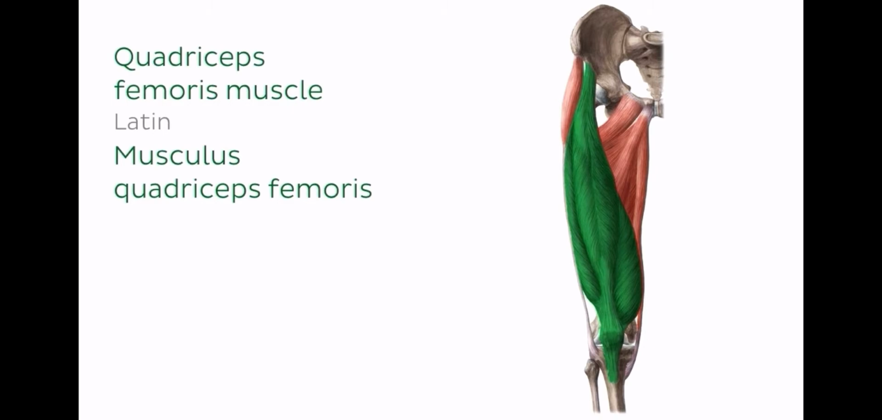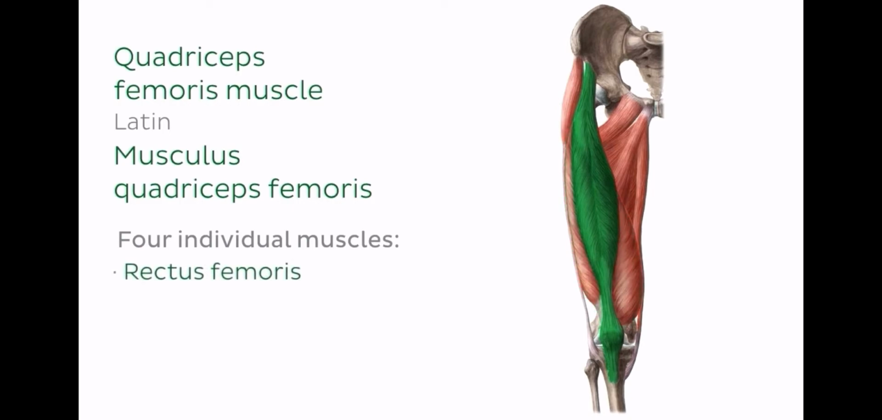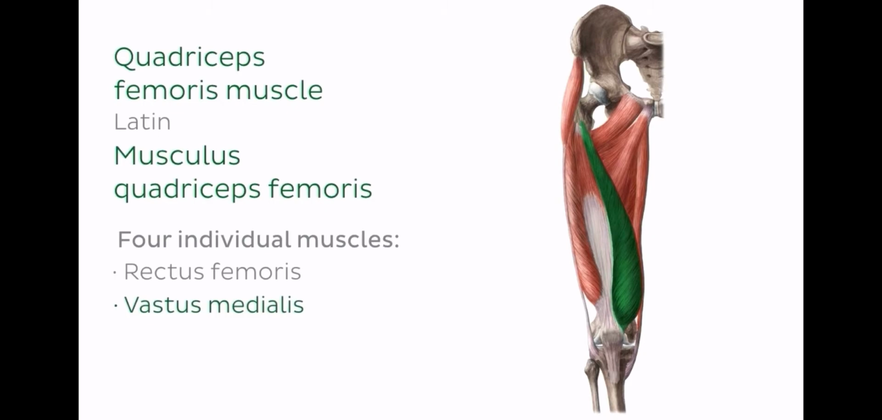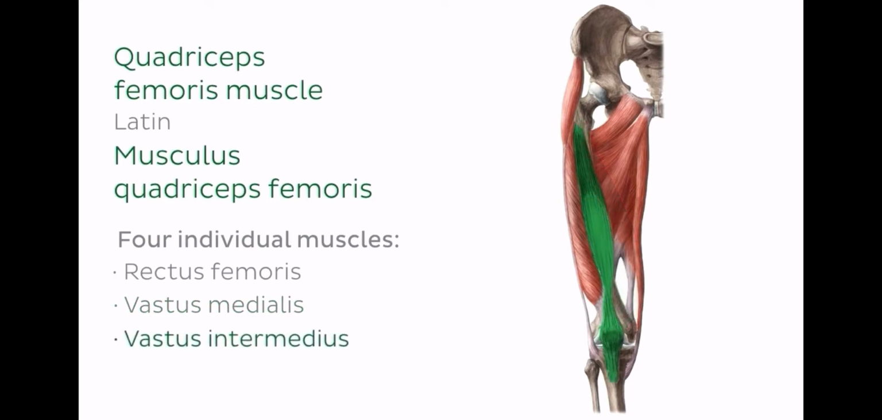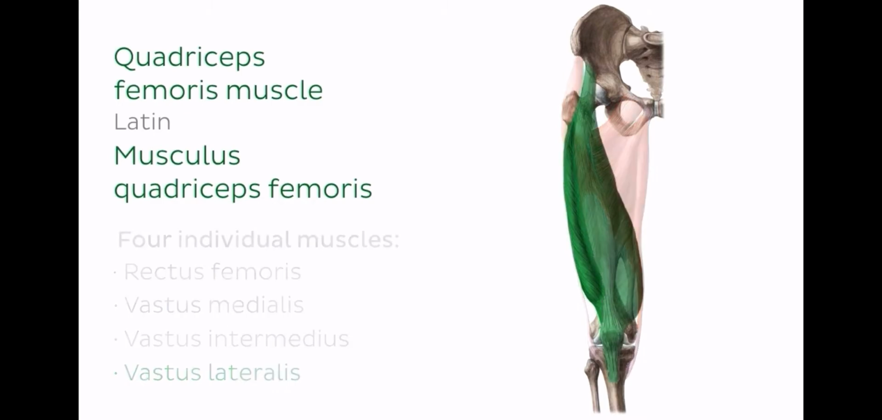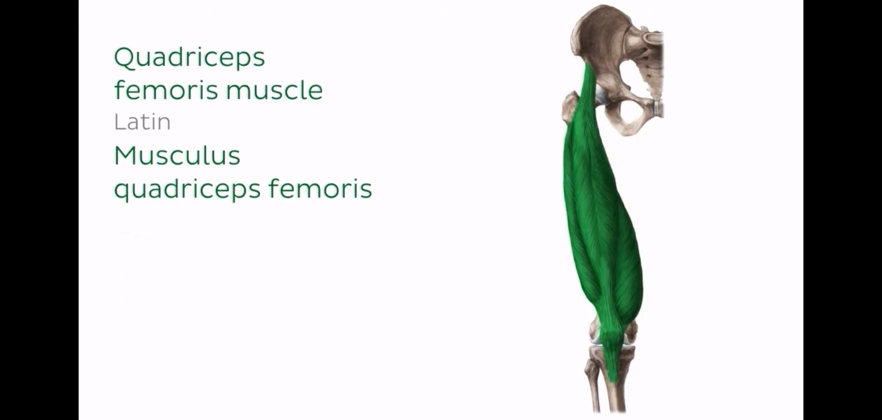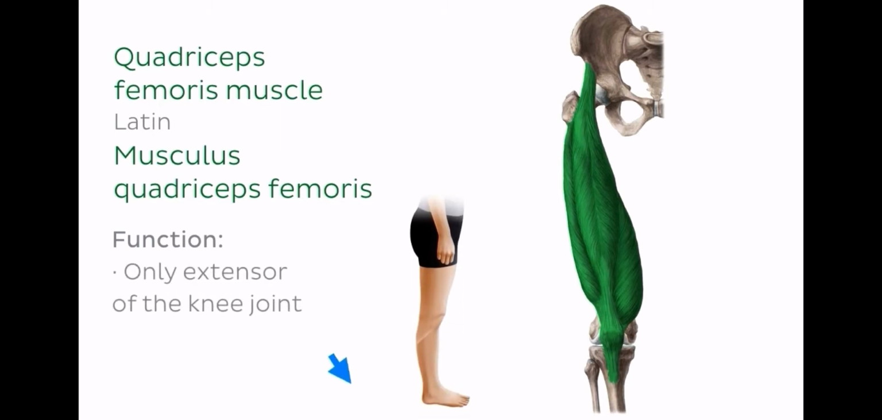The quadriceps femoris muscle, as indicated by its name, has four muscles, and these are the rectus femoris muscle, the vastus medialis muscle, the vastus intermedius muscle, and the vastus lateralis muscle. We're not going to talk through each of these. Instead, we're going to talk about the quadriceps femoris muscle's function as a whole. We should note that quadriceps femoris is important as it's the only extensor of the knee joint.